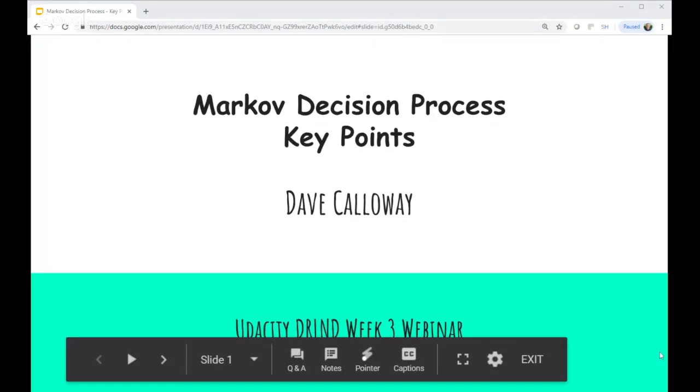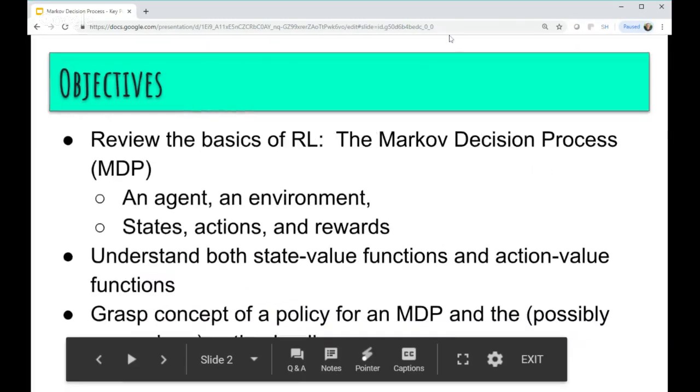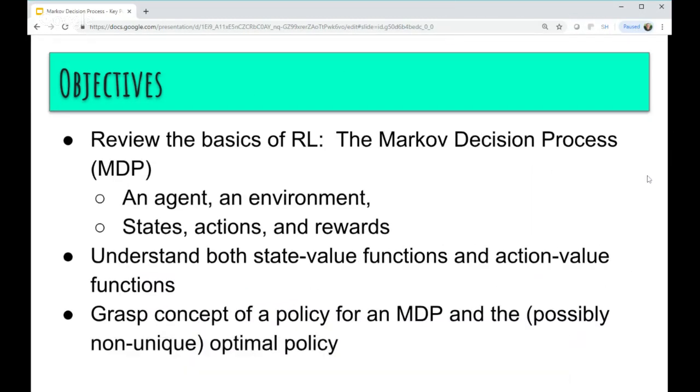The topic today, as you can see on the slide, is the Markov decision process, and we'll be covering really just the key points of that process. And with that, let's go ahead and get started. The objective today is to review the basics of reinforcement learning. Everything in reinforcement learning is based on the Markov decision process. It's really the foundation for everything we do. So we'll review the basics of the MDP.